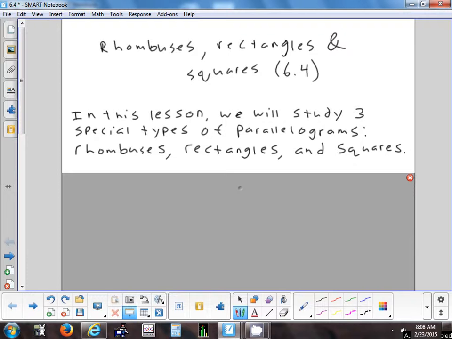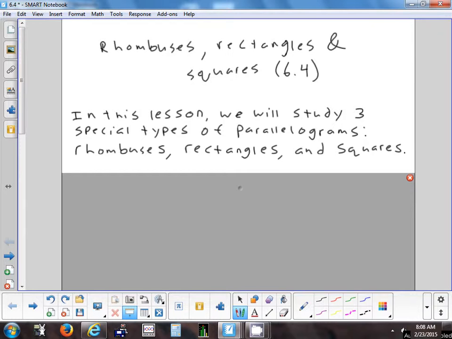We had 4 or so major properties about parallelograms we talked about in section 6.2 and 6.3. Can anybody tell me one of the 4 things that's always true in a parallelogram? Yep, opposite sides are parallel. Good, by the definition. So in a rhombus, a rectangle, and a square, opposite sides are parallel. So that's the definition.